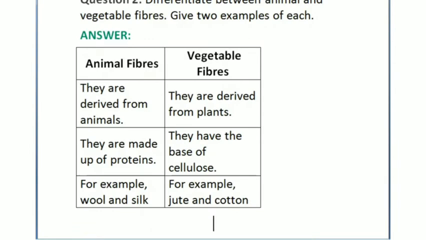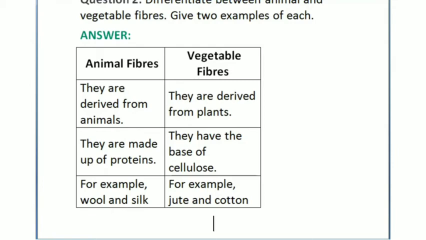So, animal fibers are derived from animals, right? Vegetable fibers are those that are derived from plants, right? And animal fibers are made up of proteins, and vegetable fibers have a base of cellulose, right? Examples of animal fiber are wool and silk, and examples of vegetable fiber are jute and cotton.